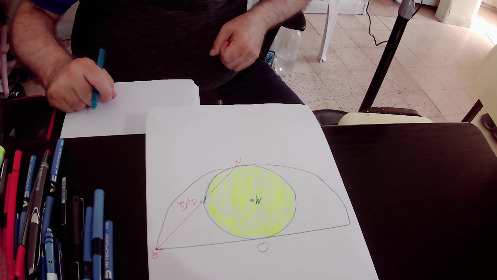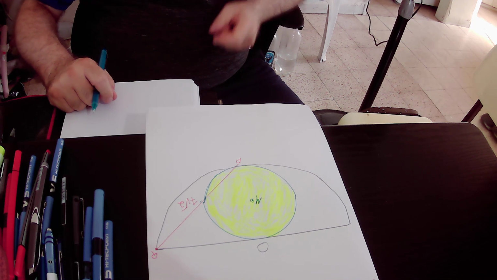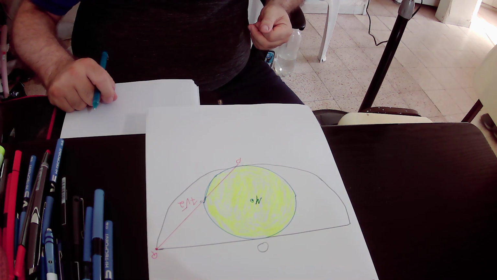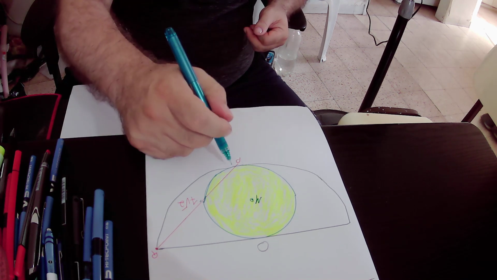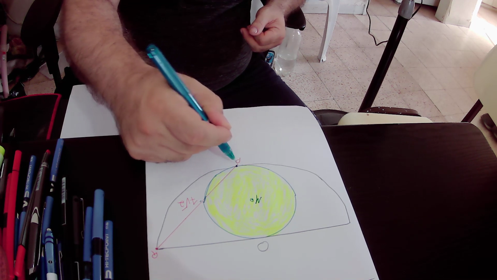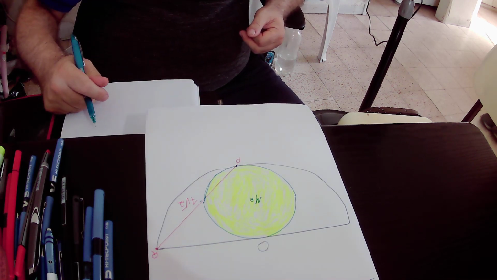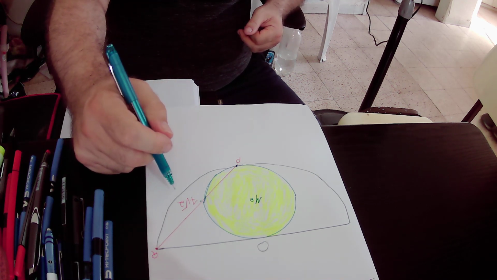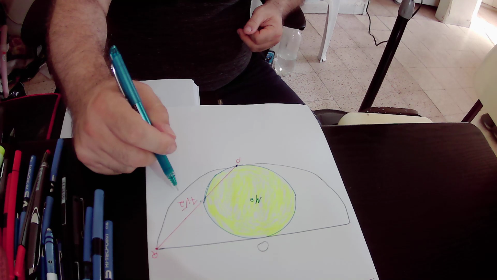OQ is tangent to the yellow circle at point O, and the second point of contact between the yellow circle and the semicircle is at point P. And we know that the line segment PQ equals 7 times root 2.